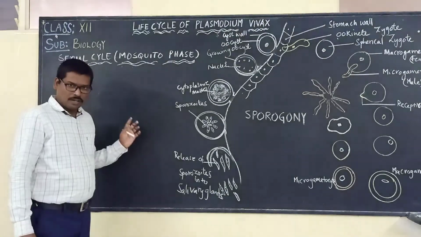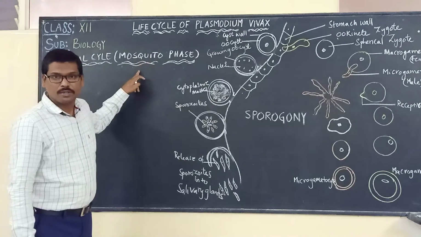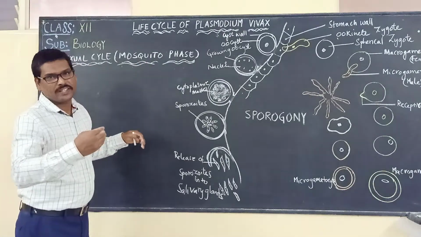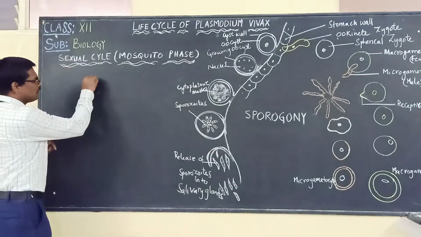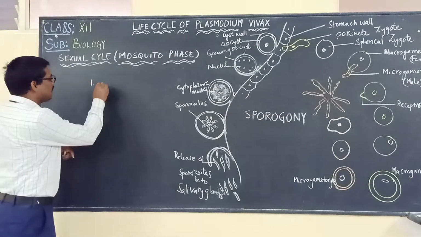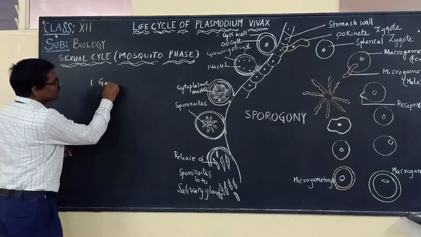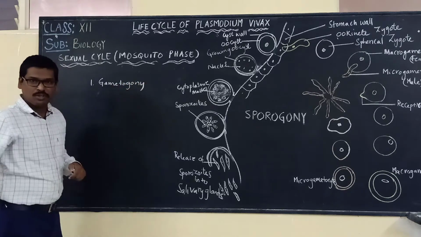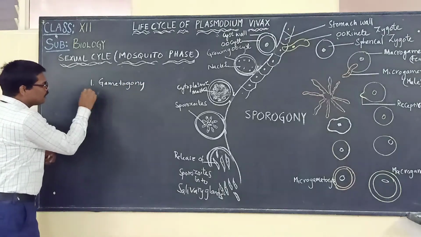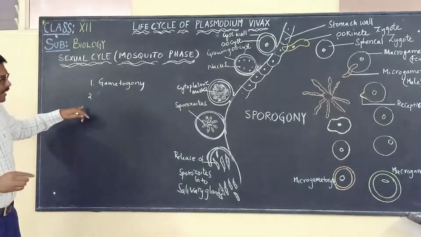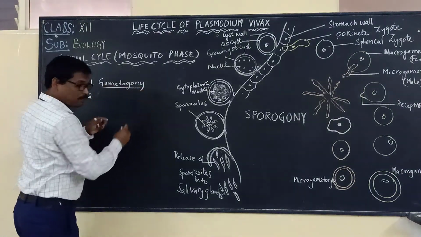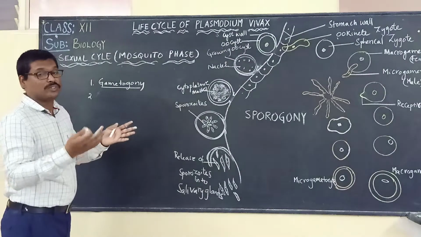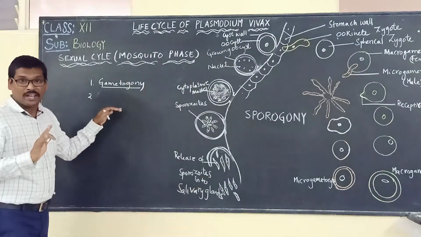Now the mosquito phase consists of different stages. The first stage is called gametogony. When we talk about gametogony, we will be discussing how the gametes are fusing and all.